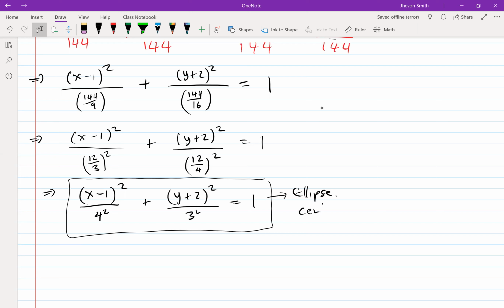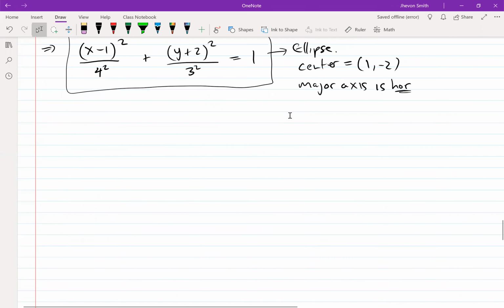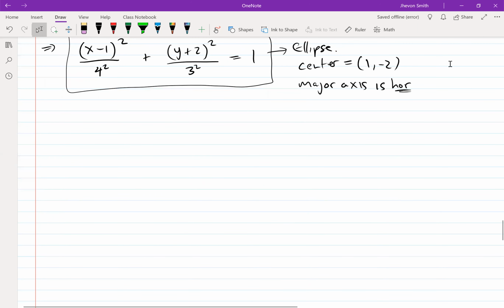and the center is 1 comma minus 2, and you know that the major axis is horizontal because the bigger number is under the x. Now, of course, once you do that, you can actually work on sketching this.